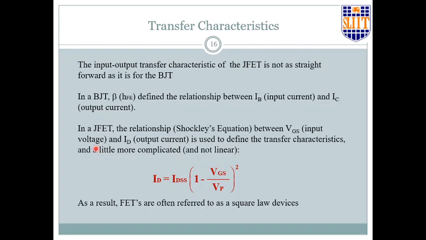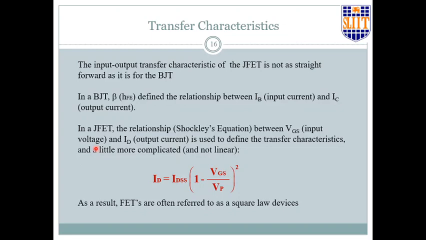Input characteristics is input current versus input voltage, because IB equals IS e to the power VBE over eta KT minus 1. Like that, we had a characteristic equation for the input. And for the BJT, we talked about output characteristics as well, that was IC versus VCE. Then we had output characteristics, we had input characteristics. Transfer characteristics we didn't highlight, but we had the equation IC equals beta IB.